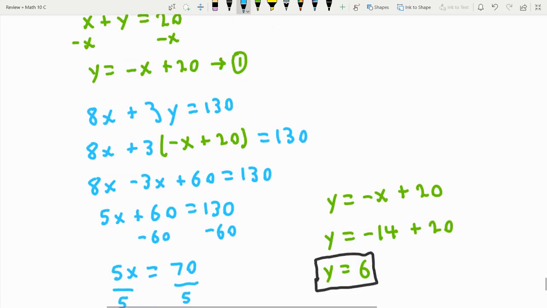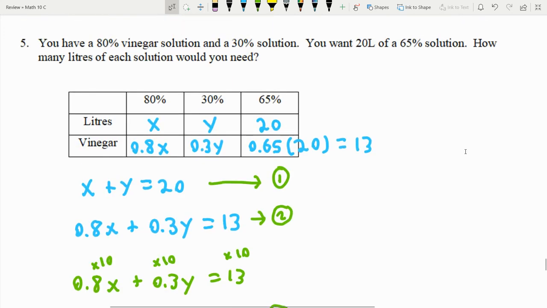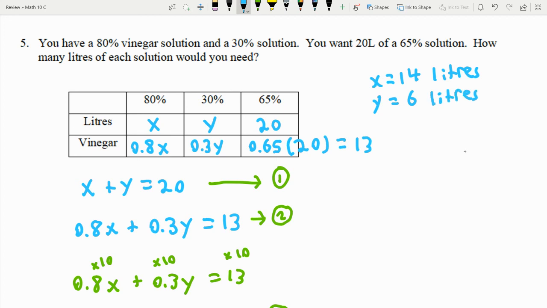So if I go back up now, the number of liters in my 80% vinegar solution would be 14 liters, and the number of liters in my y solution, or my 30% solution, would be 6 liters. So I just connect them like this. This is where the 80% is. It's for the x, and the 30% is for the y.